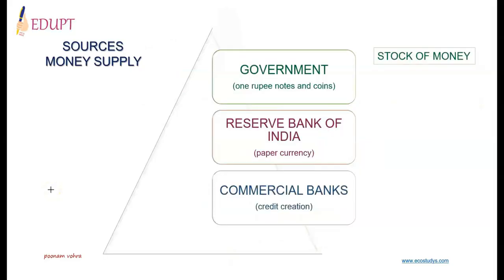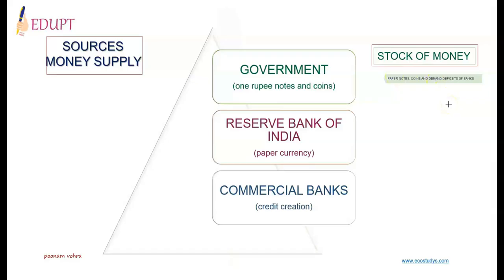Money is demanded not only by the individuals but also by the nation. But the question is, who supplies money? What are the sources of money supply? Is it same as stock of money? The total stock of money comprises paper notes, coins, and demand deposits of banks. It is in circulation and is held by individuals and business firms at any particular point of time.